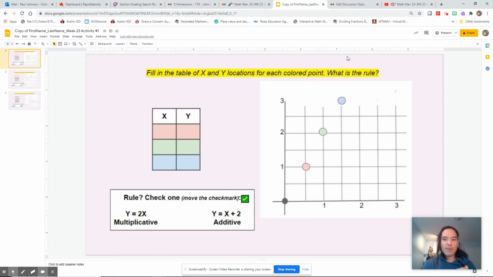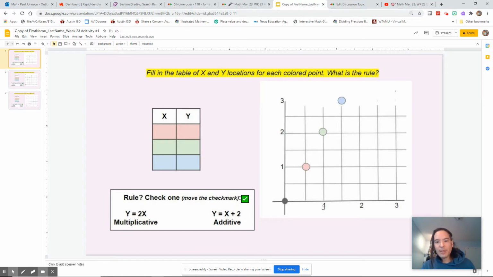If we drew an arrow, it would be going this way, right? So that is going up. So that means as your x gets bigger, your y also gets bigger. Okay, and these are additive or multiplicative rules most of the time because you don't know negative numbers yet, so you won't have your arrow going different directions yet. Okay, so fill in the table of x and y locations for each colored point. What is the rule? This is basically going to be that game of Battleship.